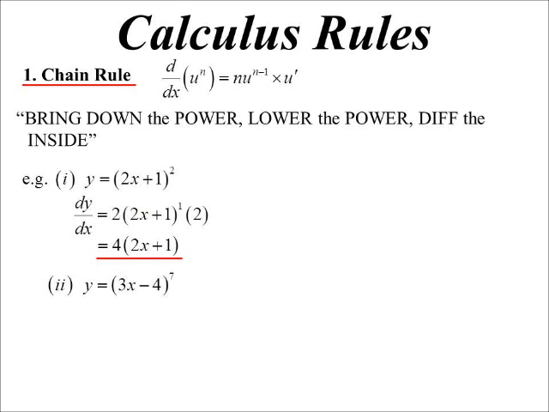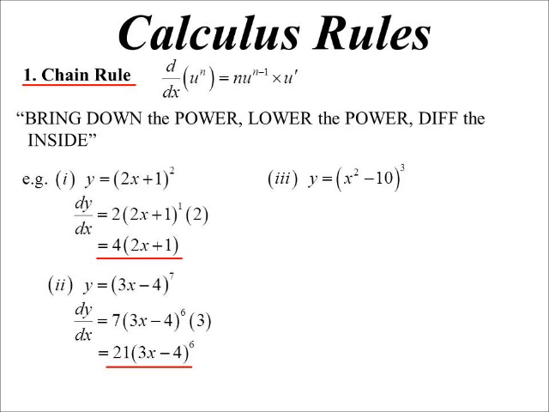Now, this is where it has a huge advantage, because yes, okay, we could expand out 3x minus 4 to the power of 7 and then differentiate each term, but yeah, that's a lot of work. Using the chain rule, bring down the power, 7, lower the power, 6, diff the inside, 3. 7 3s are 21, and we got our answer. Heck of a lot quicker than expanding the whole thing out.